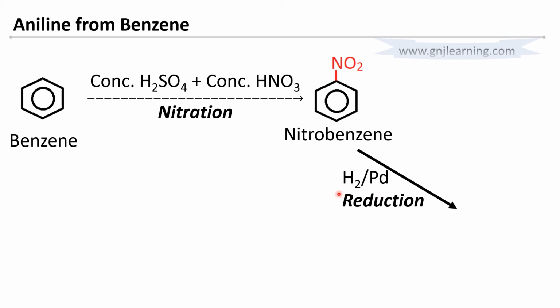We have learned reduction from the lower classes. Reduction, catalytic hydrogenation, catalytic reduction, what is it? Hydrogen in the presence of palladium, platinum, nickel. Any method you can use. If you reduce it, what happens? Oxygen will be gone and hydrogen will be there. So you will get aniline.